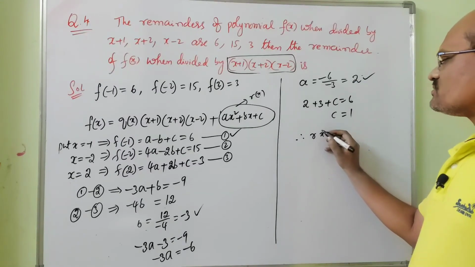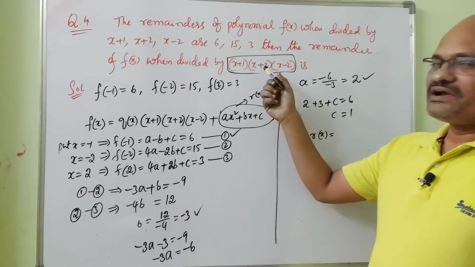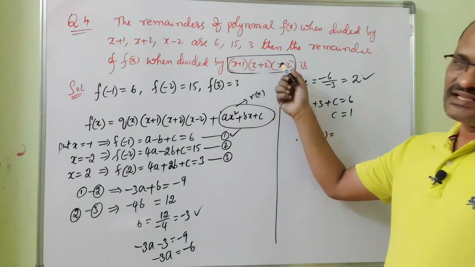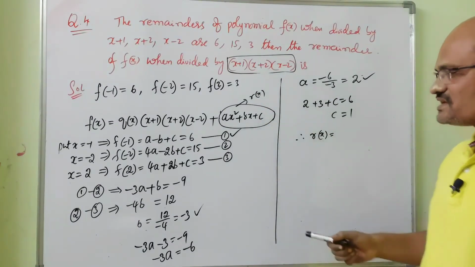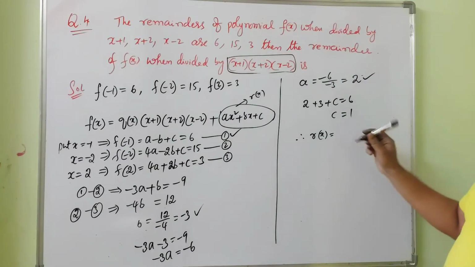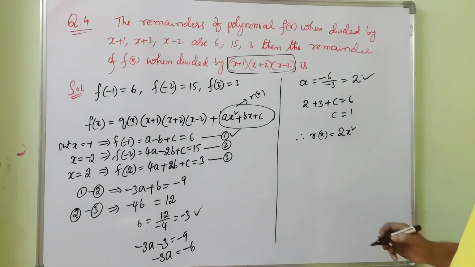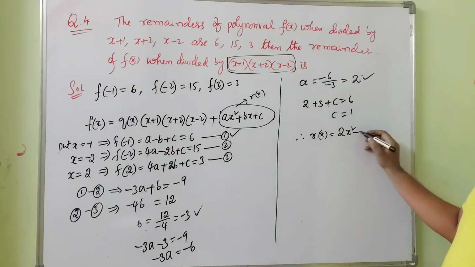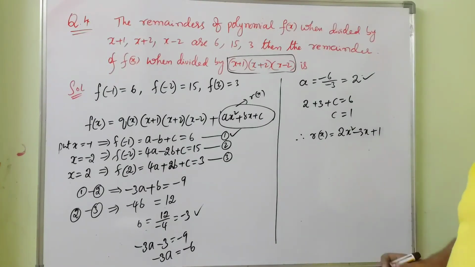Therefore, what is the remainder when you divide by these three factors? ax square plus bx plus c. a is 2, so we will get 2x square. b is minus 3, minus 3x, plus 1. So this is the remainder you will get.